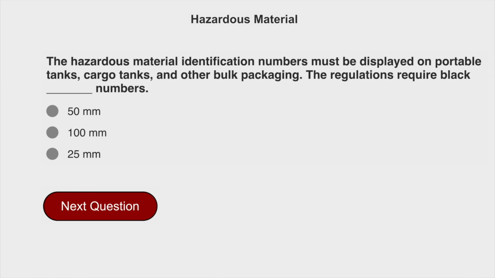The hazardous material identification number must be displayed on portable tanks, cargo tanks, and other bulk packaging. The regulations require black numbers. 100 millimeters.